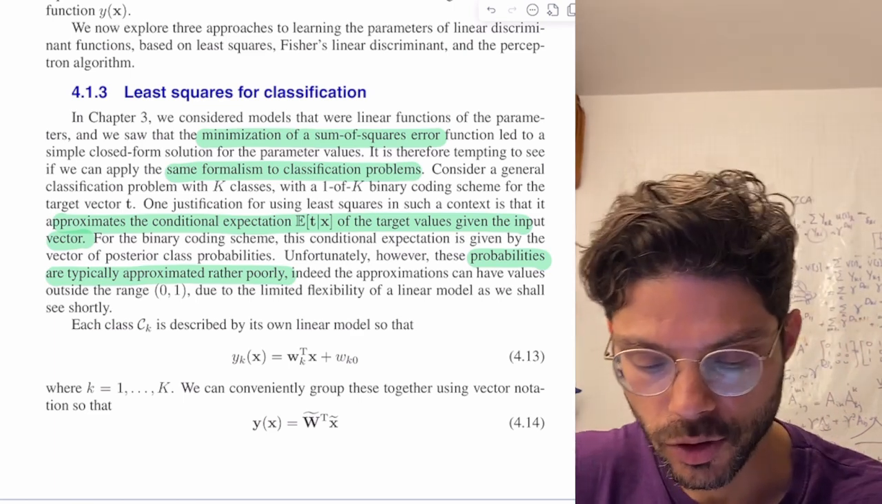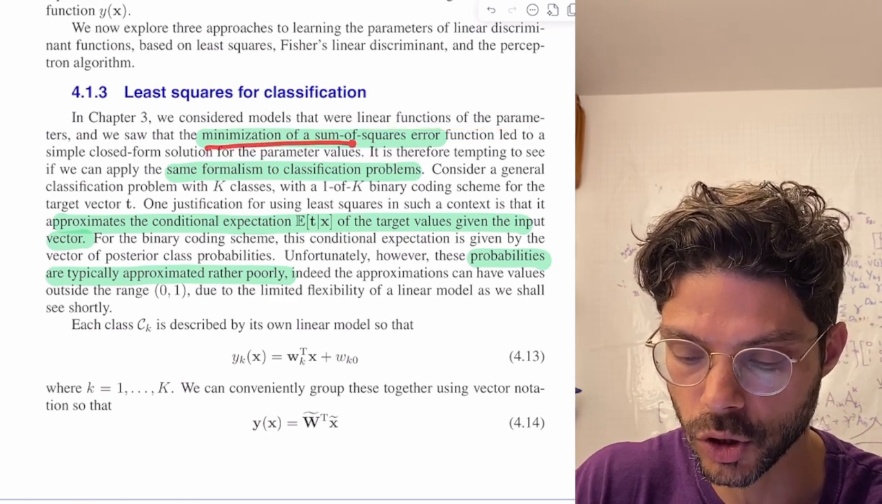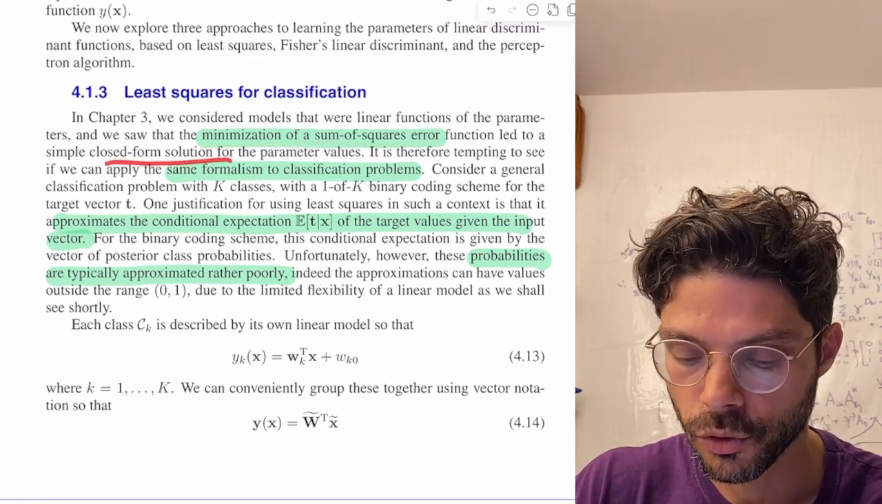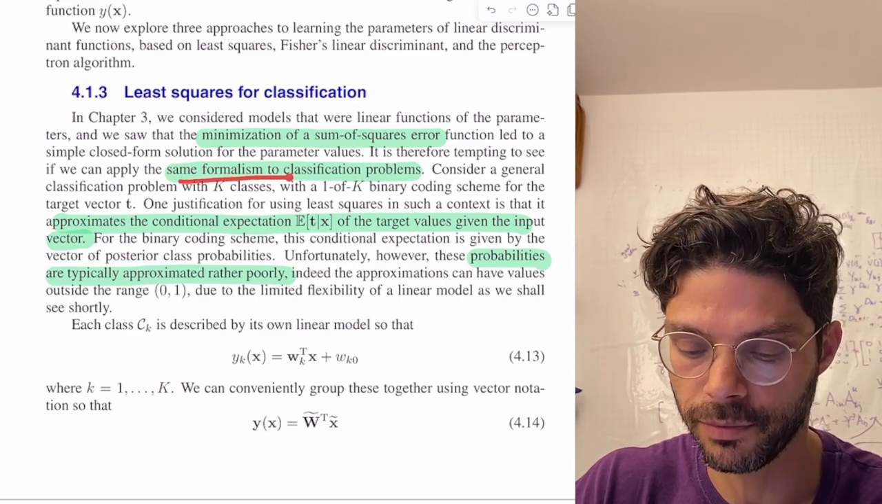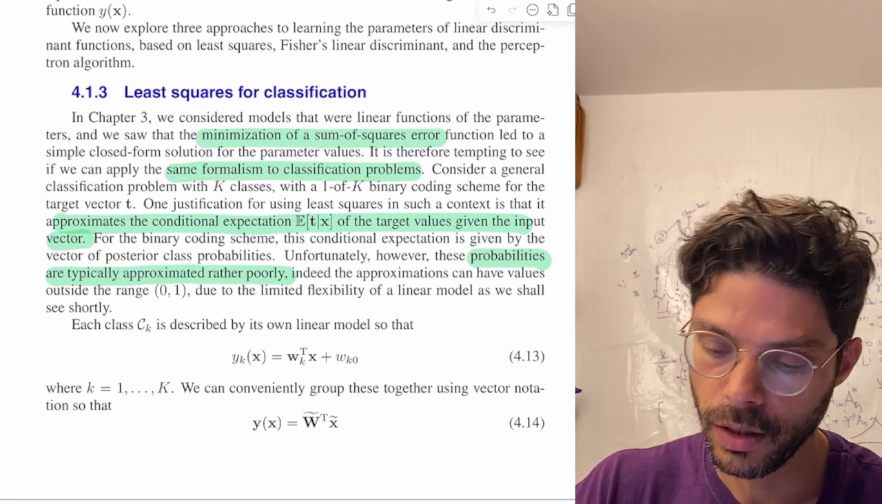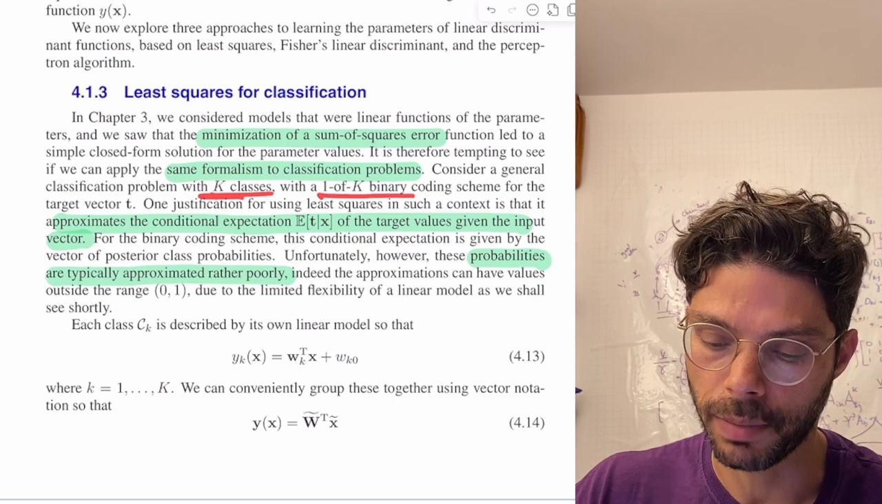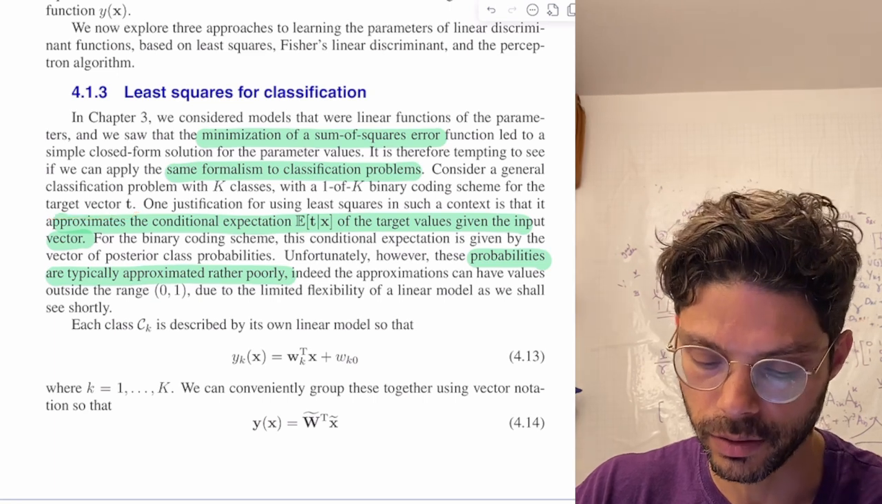Okay, so it says in chapter 3 we considered models that were linear functions of the parameters, and we saw that the minimization of a sum of squares error led to a simple closed form solution for the parameter values. So therefore we're attempting to see if we can apply the same formulas to classification problems, okay? So consider a general classification problem with K classes, and the 1-of-K binary coding scheme for the target vector t. So this is just the one-hot approach.